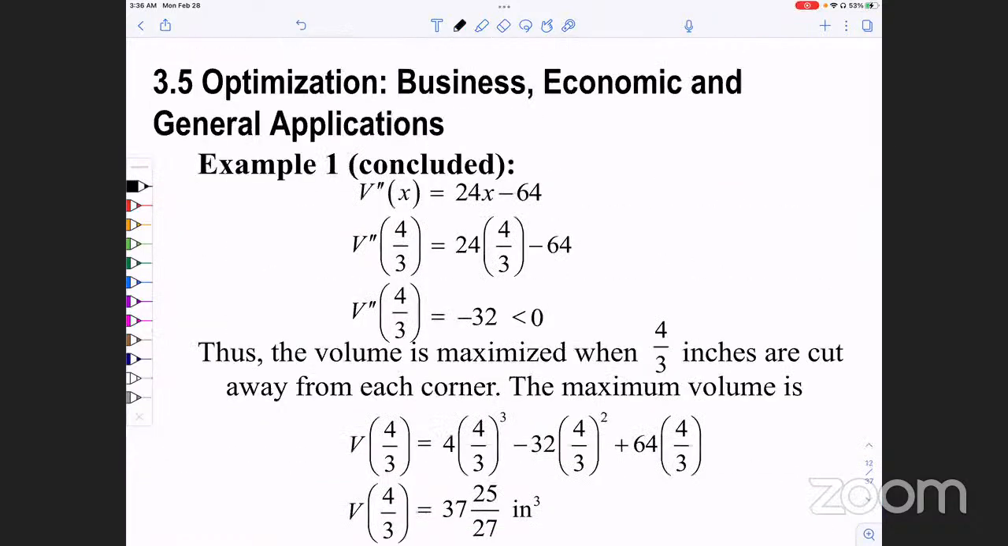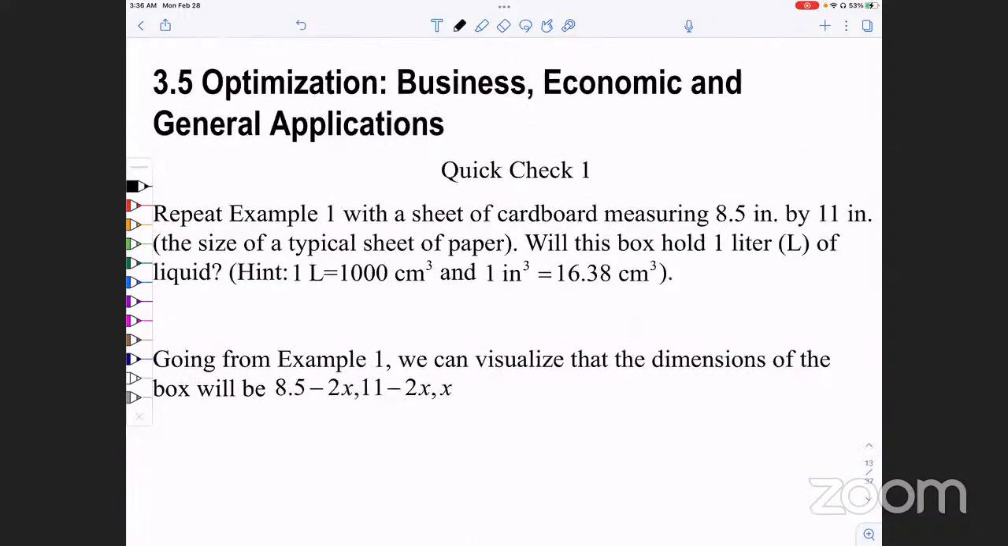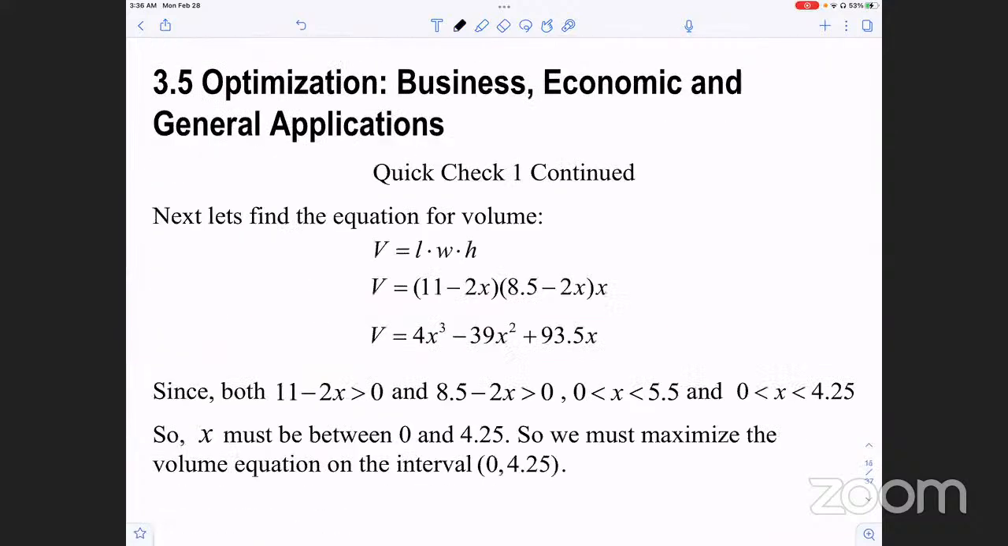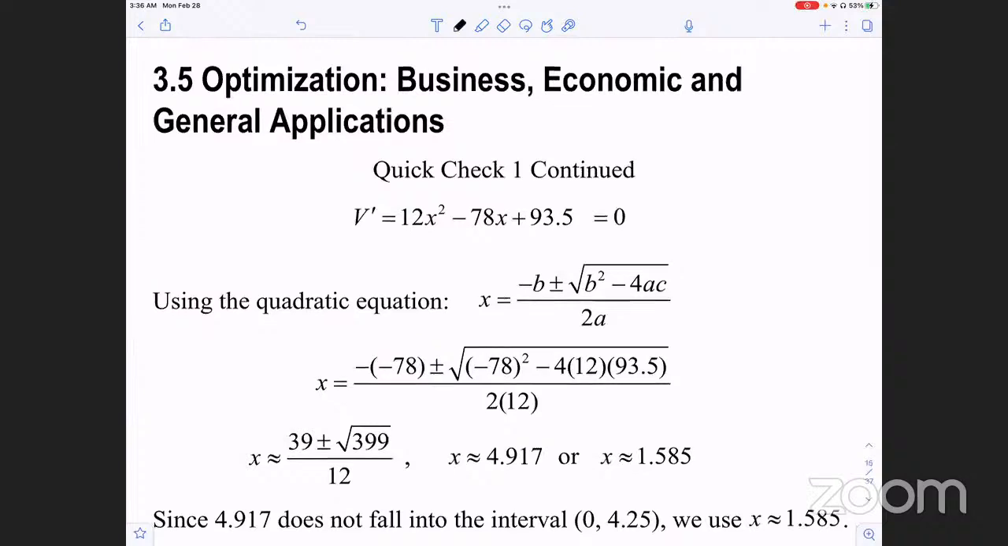Okay, so they didn't explicitly find each dimension, they just found the x, right? The cutout from each corner, and the maximum volume is this. I think we got the same thing. Okay. That was an adventure. I leave the quick checks as an exercise for you, if you would like to.